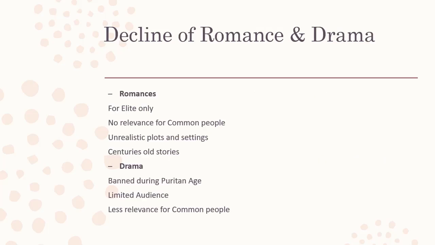The second factor for the rise of the novel in the 18th century is the decline of romance and drama. We have talked about romances and their content and what kind of stories romances are. We have seen in the previous lecture that romances generally are relevant only to the elite or upper class, because romances talk about knights, kings, queens, princes and princesses, and these stories and people are not completely relevant to common people. Common people had no interest in these stories of the upper class, kings and queens.